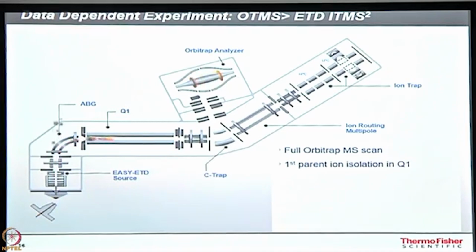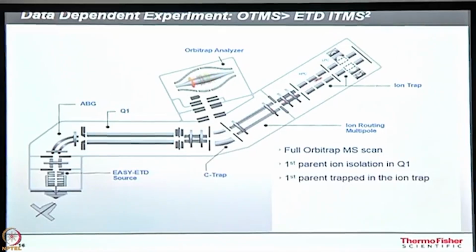Now the first ion has been isolated in the quadrupole and first stops here, then it will be injected to the ion trap. Now I told you that in ETD you require a reagent which gives you the anion. So that reagent will come from here. It will inject a reagent called fluoranthene, which is carcinogenic. It will give you some anions and fragment the molecules.